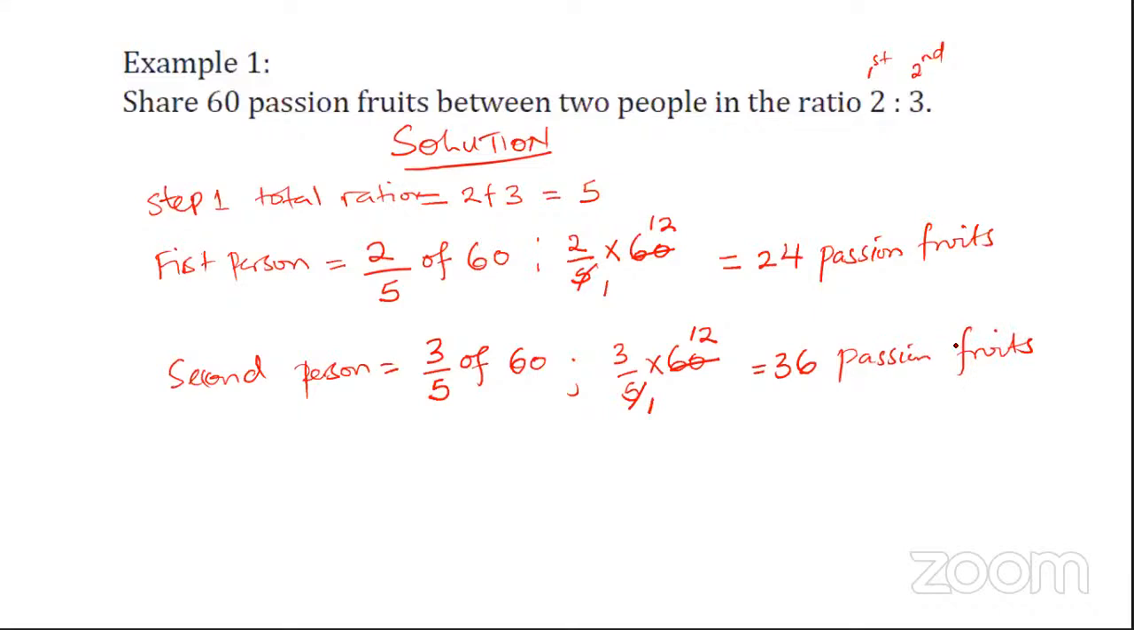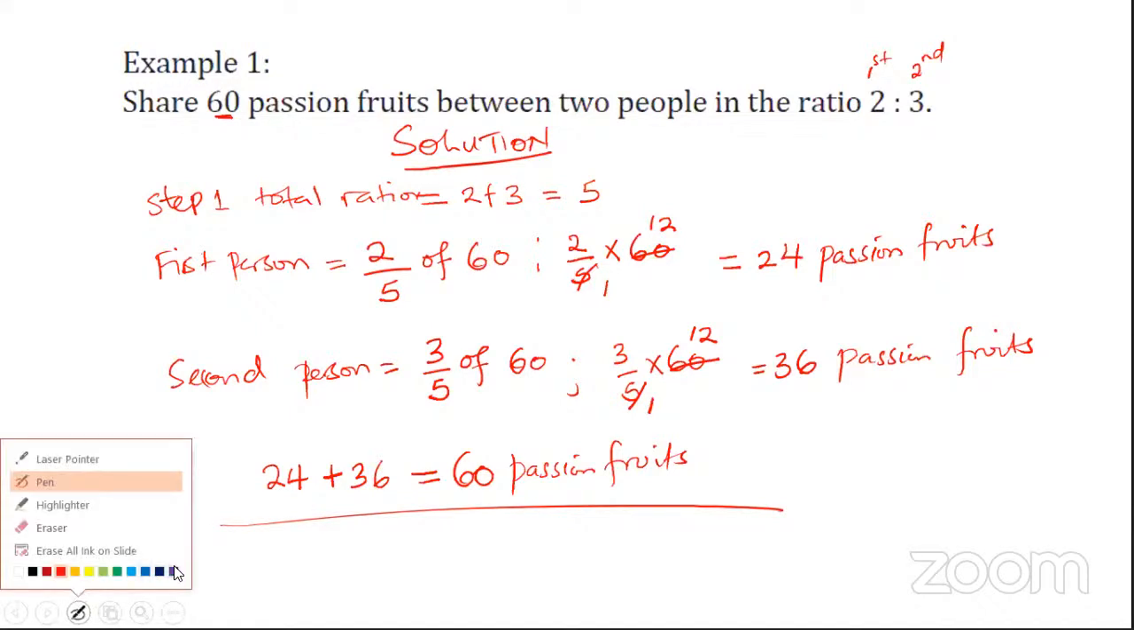Now, finally, as I said earlier, what you get for the first person and what you get for the second person, when you add them, you must be able to get what? 60. And you see that when you get 24 plus the 36, you must come to the total number of fruits, which is 60 passion fruits. This is how we are working out.